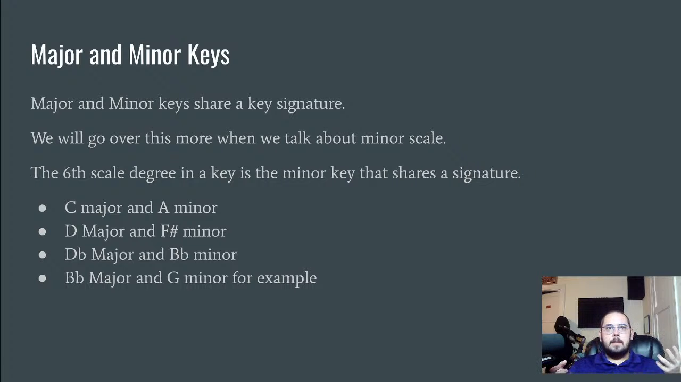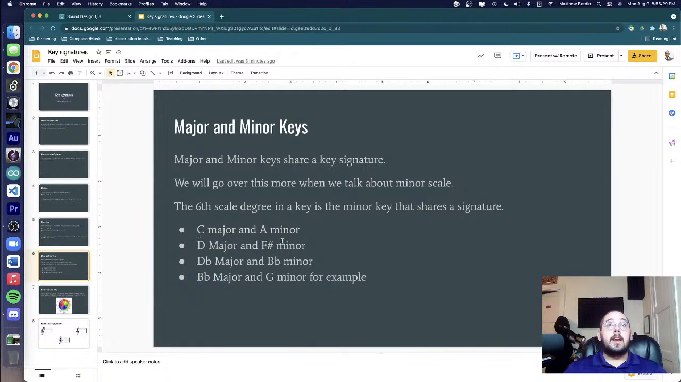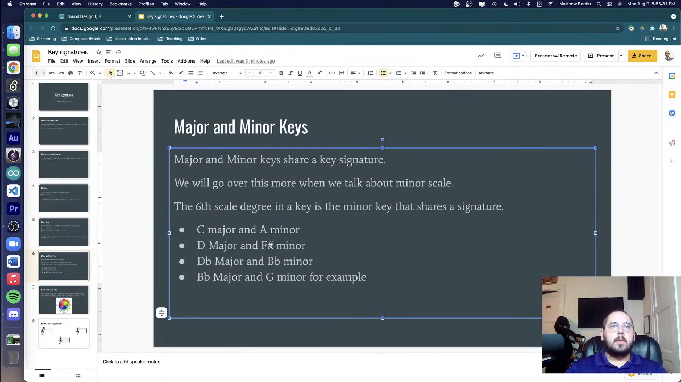D major and F sharp minor. Did I get that right? No, I got that one wrong, actually. That should be B minor. That's going to bug me, so I'm going to fix that right now. I had the sharps and D's backwards. There we go. I got that right in the next one. That's kind of funny.